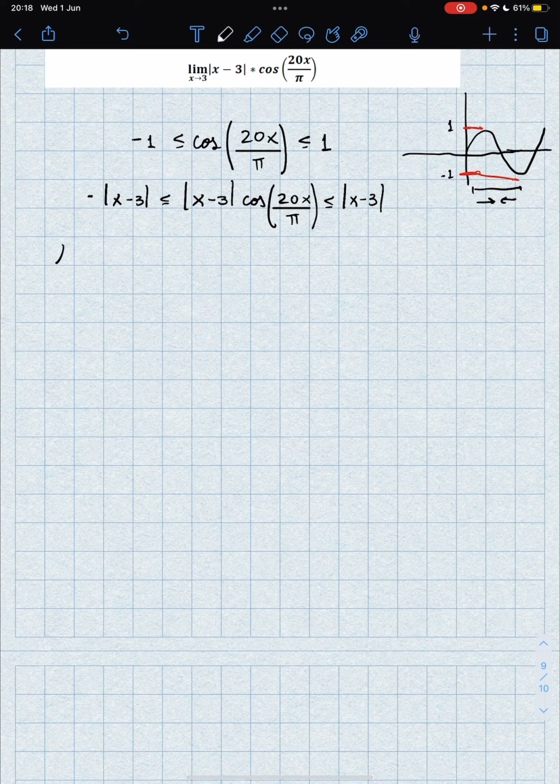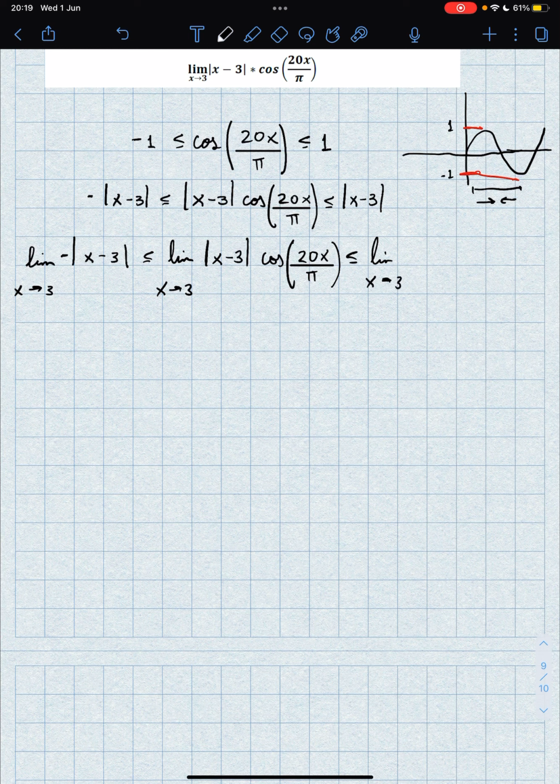Okay, perfect. So now we have to introduce this limit on both sides. I'm gonna have the limit when x goes to 3, and I'm gonna do it here because I think we're gonna need more space, of the absolute value of x minus 3, and of course this minus. It's gonna be the limit when x goes to 3 of x minus 3 cosine of 20x over pi, the limit when x goes to 3 of x minus 3.